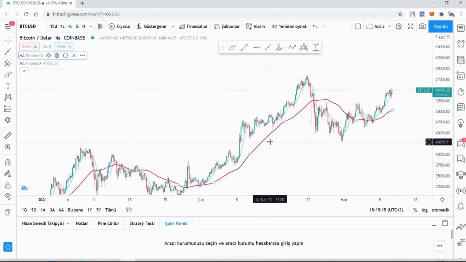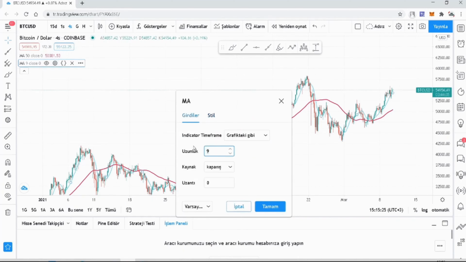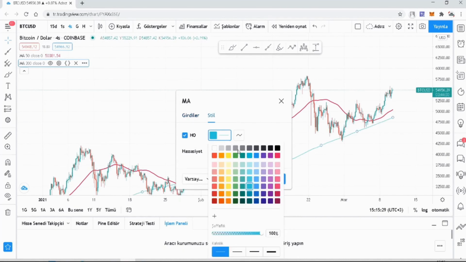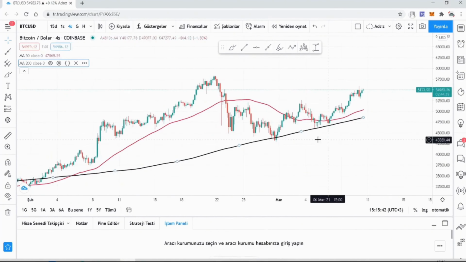And I say done. For the other indicator, I write 200 for the average. And I make this one black. After making it black, I thicken it a little bit. And that's it. I'm done. Now you can see that the averages are working as support for us here.